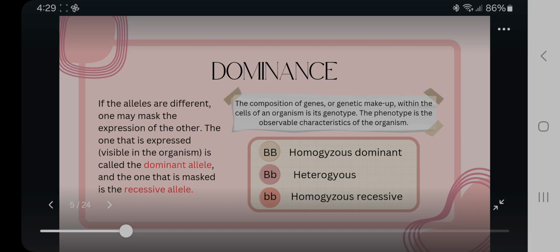Capital B for the dominant brown hair trait from dad, and common B for the recessive red hair trait from mom. And obviously, because the capital B is the dominant one, that's what the organism will express when it's born. That's going to be the phenotype, the brown hair, not the red hair.